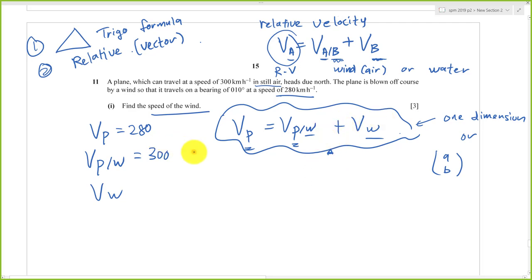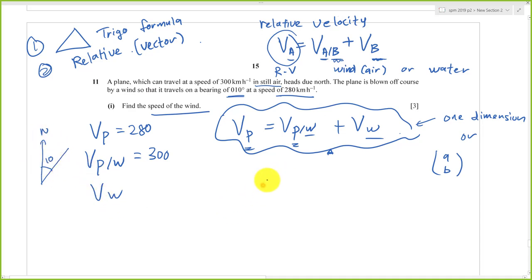Okay, so right now I want to draw the triangle, but I need some directions. This is the reason why you can see the plane is blown off course by the wind so that it travels on the bearing of 10 degrees. I do not know where the plane travels, but I know this 10 degrees belongs to the plane relative to the wind here. What does the 10 degrees look like? This is the north here. Like this is 10 degrees, isn't it? Yeah, from here is 10 degrees.